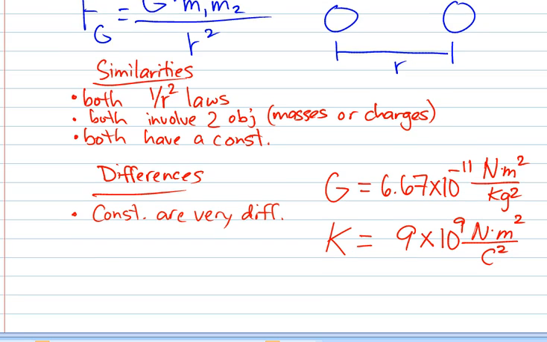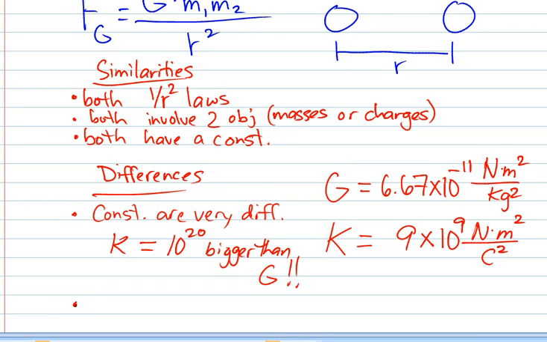So the first thing to notice is that K is about 10 to the 20th times bigger than G. And that's important. That tells us a lot about how powerful the electric force is compared to the gravitational force. We'll explore this a bit later on.